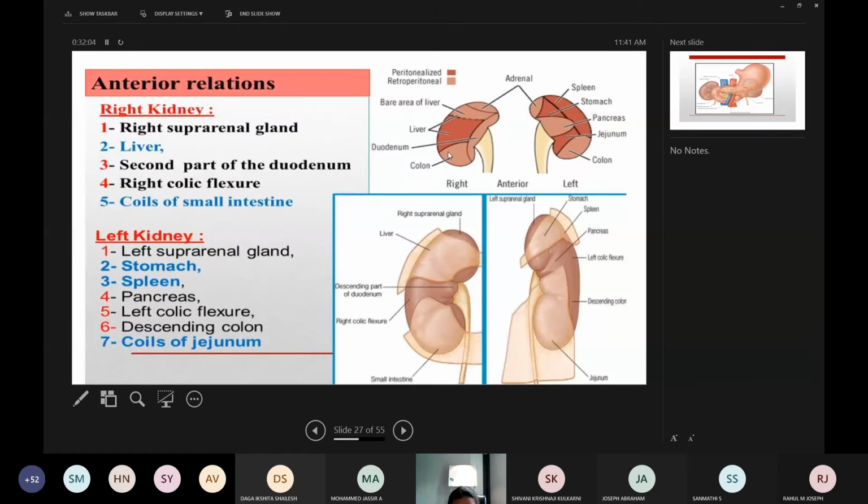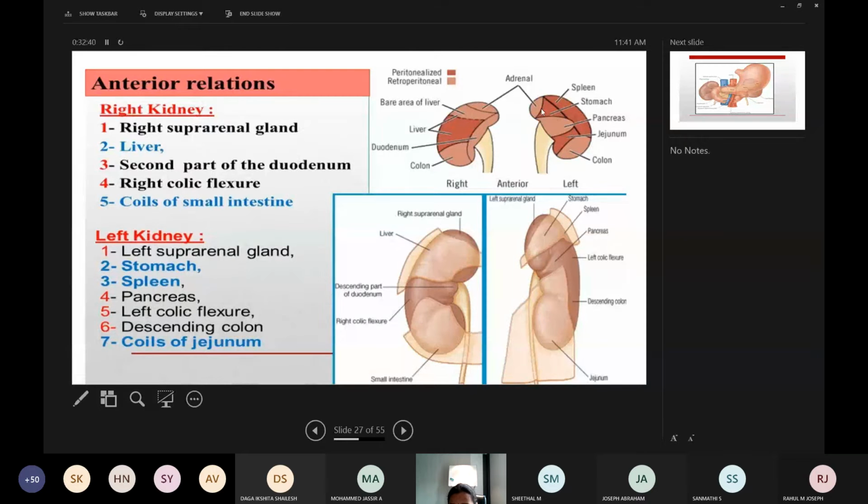Okay, and the lower pole and the adjoining anterior surface is related to the right colic flexure of the colon. Only liver and the coils of the small intestine parts are covered by the peritoneum, whereas the rest, the right suprarenal gland part, the second part of the duodenum part, and the right colic flexure part, are not covered by the peritoneum. This dark brown is covered by peritoneum of the greater sac. That's the relation of the anterior part.